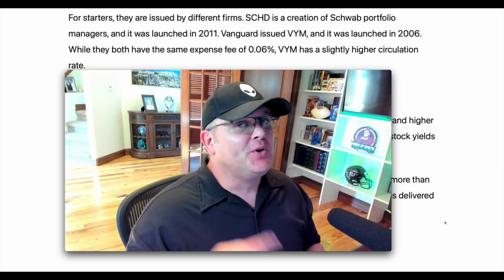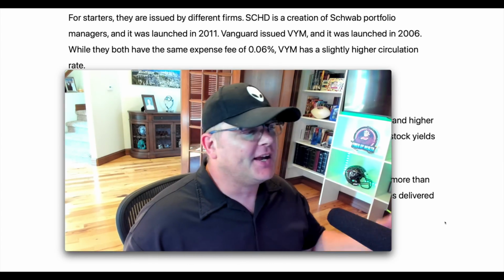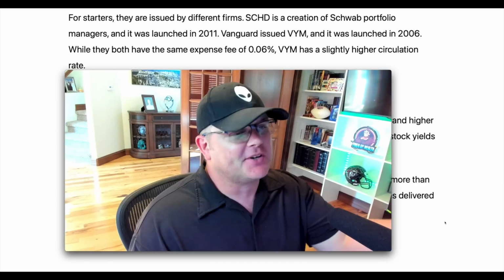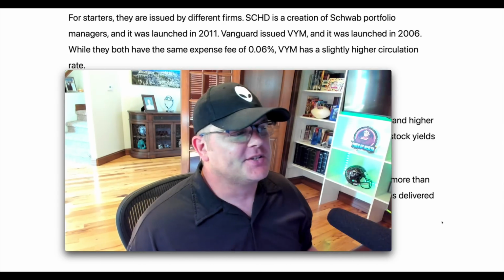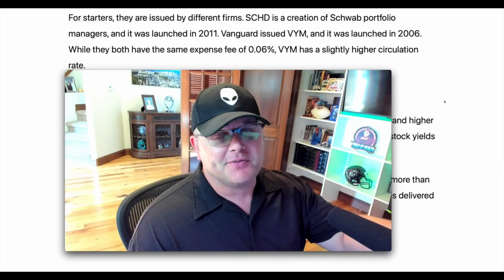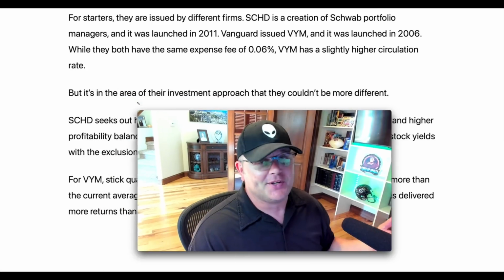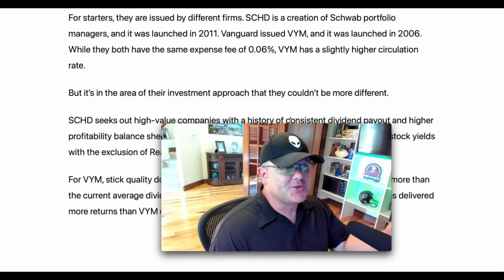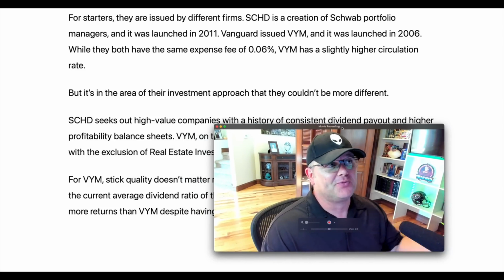All right, so if you had to choose one ETF, which one would it be? I'll get to that in a second. So what are the main differences here? Starters, of course, one's Schwab, one's Vanguard. One was launched in 2011. So the Vanguard is actually older. It's been around since 2006. They both have 0.06 expense ratio. We know that Schwab pays a higher dividend yield. We also know that Schwab actually has outperformed pretty consistently.